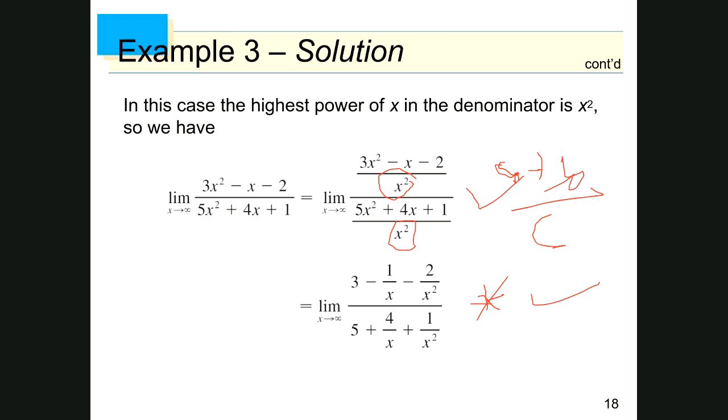So this piece here will be 0 because 1 over some large value is 0. This piece here will also tend to 0. 2 is constant while the bottom is going very big. This one will also tend to 0. This piece here will tend to 0. I'm just left with 3 over 5. All right.